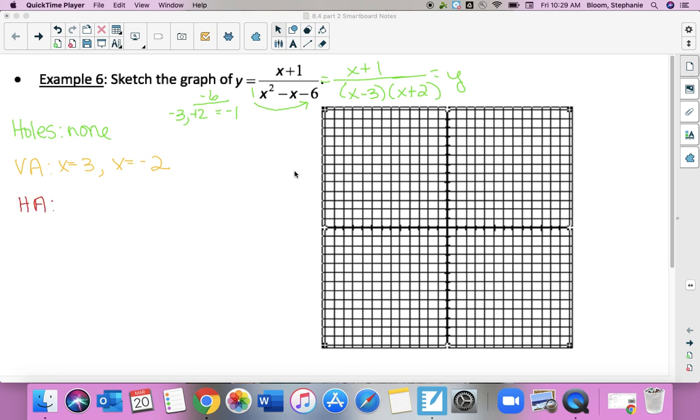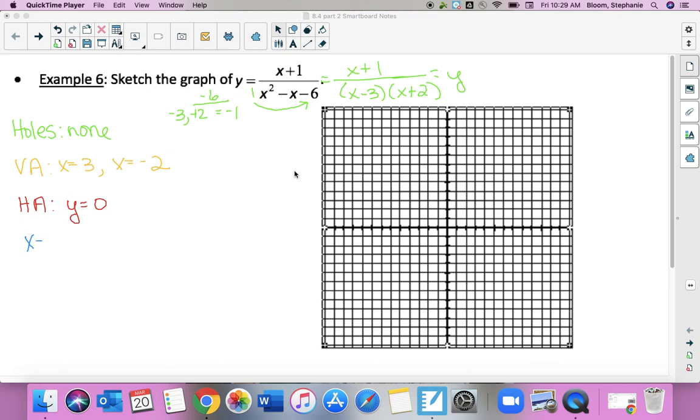Horizontal asymptote, so we're going back to the original equation, looking at the degree. The degree of the top is less than the degree of the bottom. So remember that this is when the horizontal asymptote is the x-axis at y equals 0.